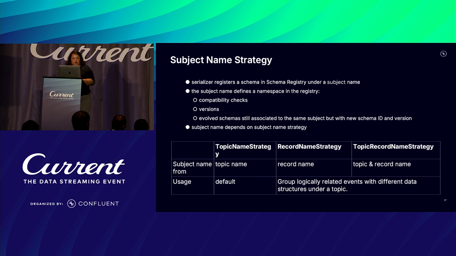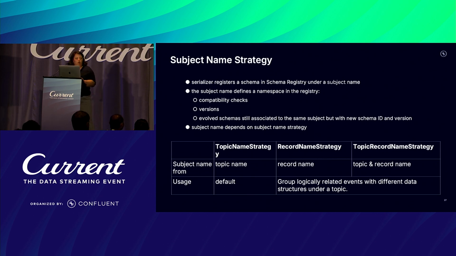The default is the topic naming strategy, which derives the subject name from the topic name. The second one is the record name strategy, which uses the fully qualified record name as the subject format, and then the topic record name strategy, which uses the topic name followed by the fully qualified record name.